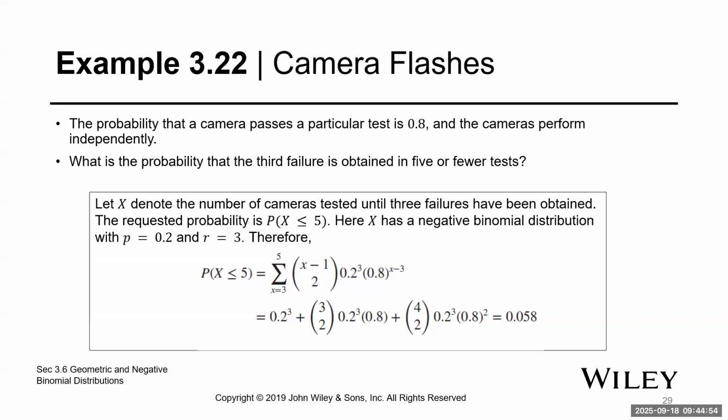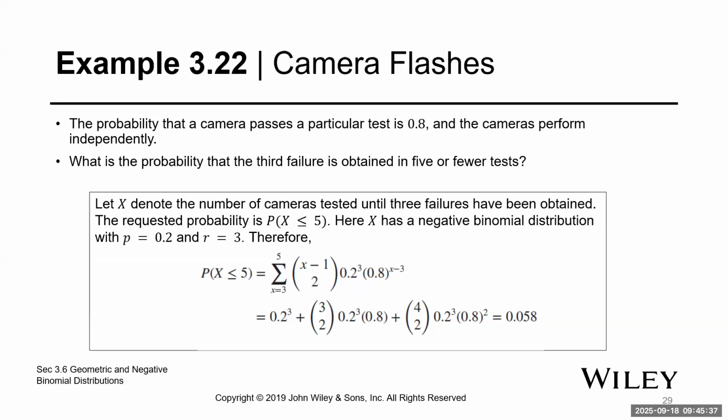I'm given an R, I'm given a P, and I'm given an X. So my X is counting 3 trials, 4 trials, and 5 trials. Because I can't have 3 failures in only 2 trials. I can't have 3 failures in only 1 trial. I can't have 3 failures in no trials. I have to have at least 3 trials for me to get 3 failures. It might happen in 3, it might happen in 4, it might happen in 5, it might happen in 12. I don't know. We're checking the probability that we have 3 failures in 5 or fewer trials. So I'm going to sum up each of these possible conditions.